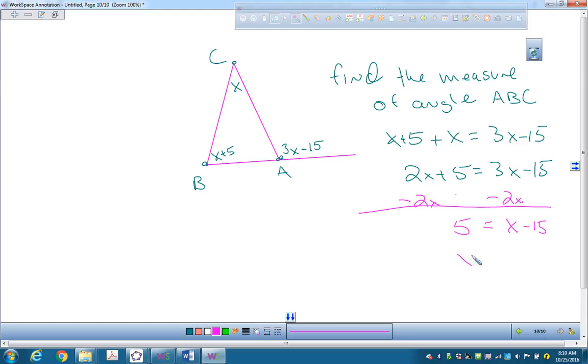So what's x equal to? X equals 20, right? And then, be careful, what's the measure of angle ABC? It's not 20, is it? What is it? 25, okay? That's all.